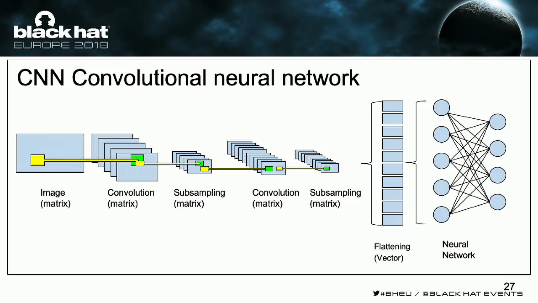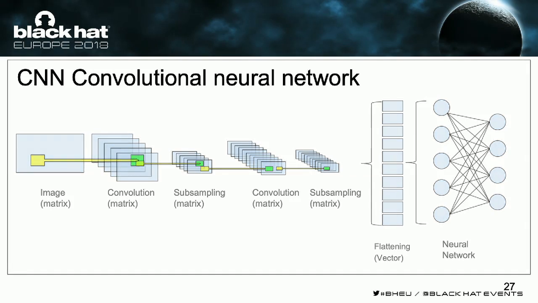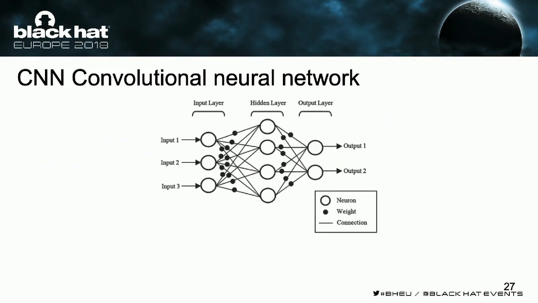Finally, with all these kinds of operations, convolution and subsampling, you obtain a lot of matrices, and these matrices are flattened into a vector, and this vector is the input for a traditional neural network. A traditional neural network with its inputs, its activation functions, its outputs, and the output is the location of the face.